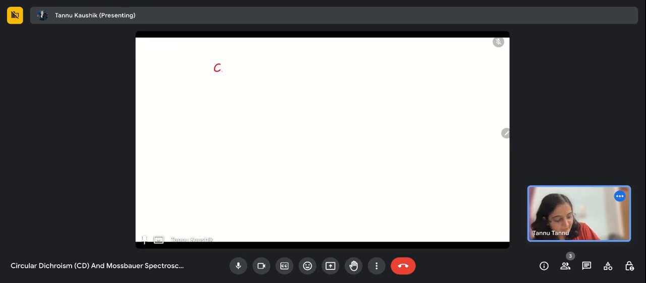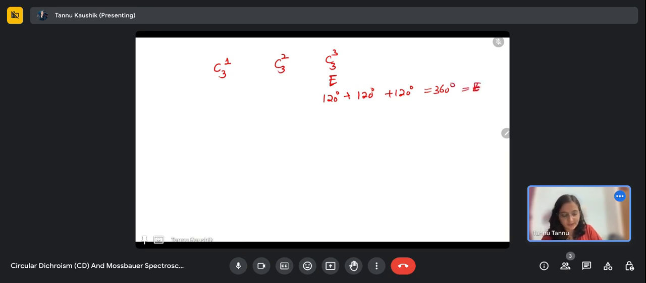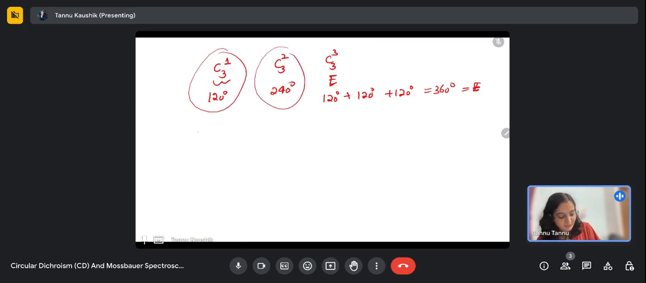So, for example, we have C31, C32, and C33. This is the identity operation, because 120 degrees plus 120 degrees plus 120 degrees gives 360 degrees. So this is the identity operation again, right? But C31 and C32 are 120-degree and 240-degree rotations, which are different from each other, so we will have two proper axes of rotation. Now coming to the improper axes of rotation, S31, S32, and S33. So basically S31 is C31 into sigma h1.